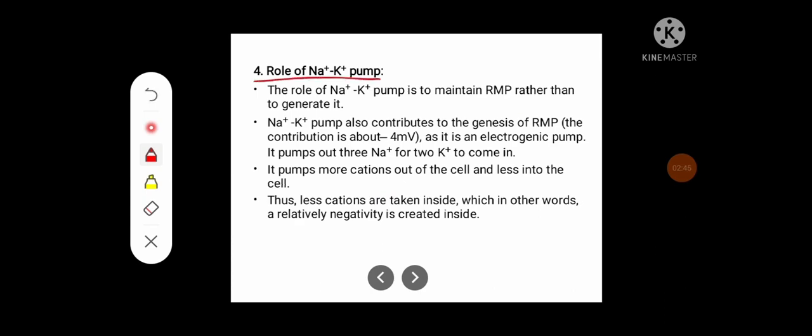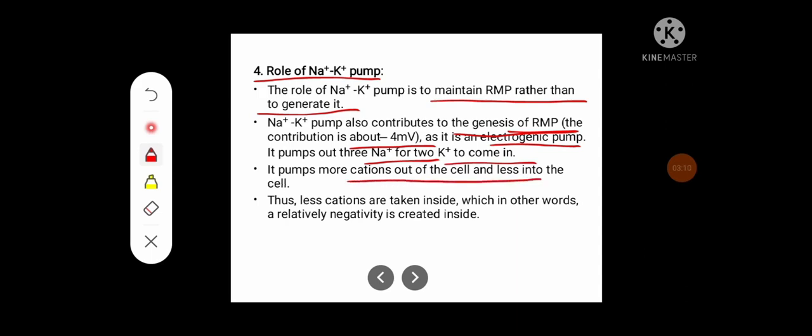Another important factor is the role of the sodium potassium pump. The role of the sodium potassium pump is to maintain RMP rather than to generate it. The sodium potassium pump also contributes to genesis of RMP, that is, the contribution is around minus 4 millivolts, as it is an electrogenic pump. It pumps out 3 sodium for 2 potassium to come in. It pumps more cations out of the cell and fewer into the cell. Thus, fewer cations are taken inside, which in other words means a relative negativity is created inside the cell.